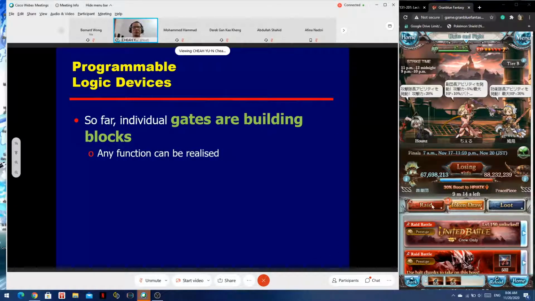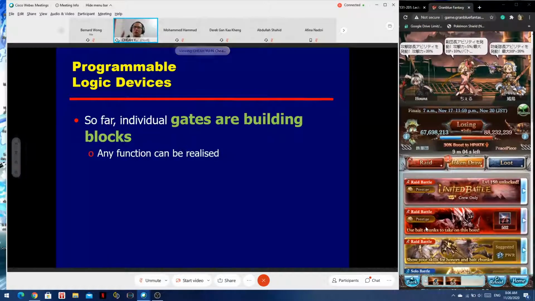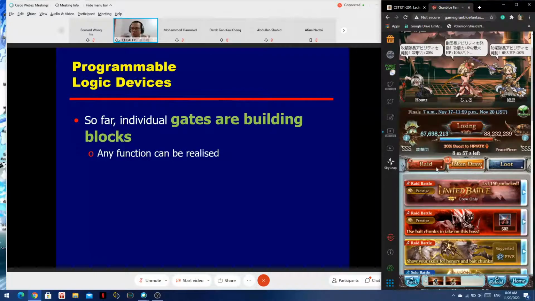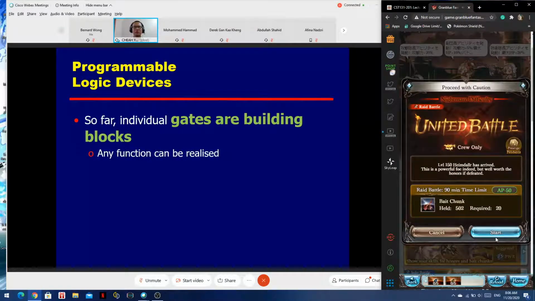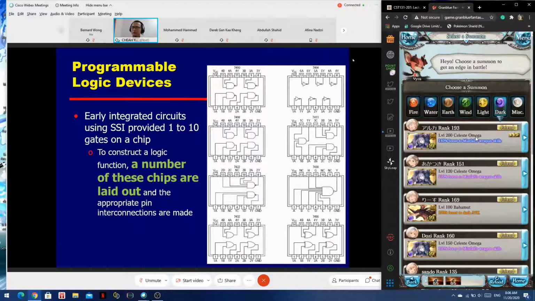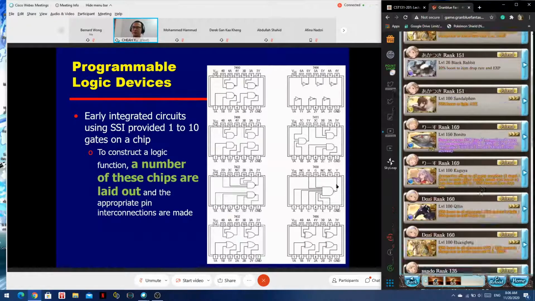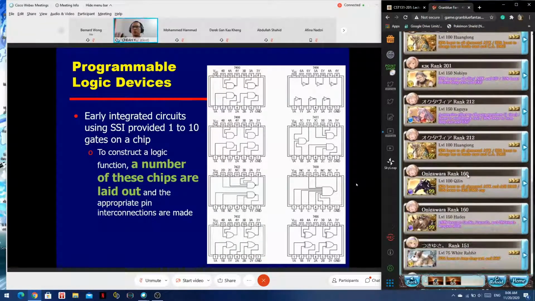But if you notice, so far what we've been learning about are all the gates. You have the AND gates, OR gates, NOT gates, and whatever. All these gates are actually the building blocks for the functions. If you have a Boolean function, it can be implemented using those gates. So what we have on the screen here are various devices to actually implement all those gates.